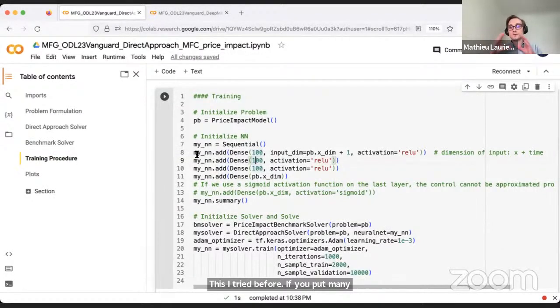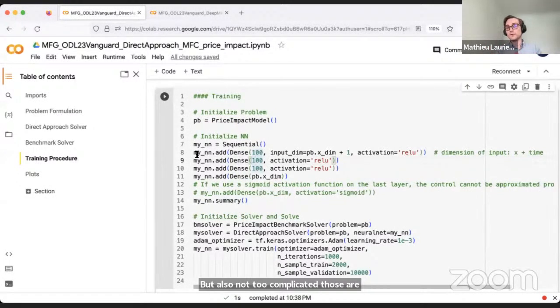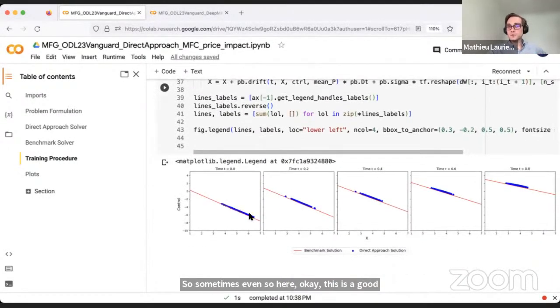So somehow you try to strike a trade-off between having a rich enough architecture so you can approximate well the function, but also not too complicated. Otherwise, you have too many parameters, and it takes a very long time to do each gradient step. There is one feature that is observed in deep learning, which is that over-parametrizing helps. So sometimes even, so here, okay, this is a good example. Actually, here, we are trying to approximate a linear function.